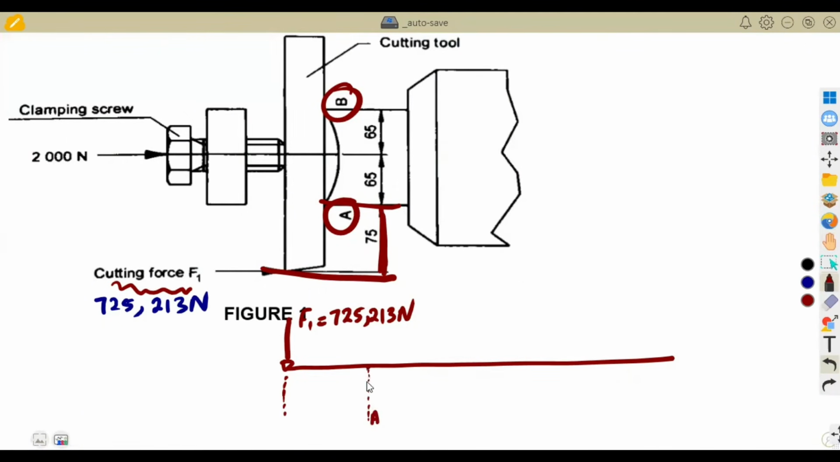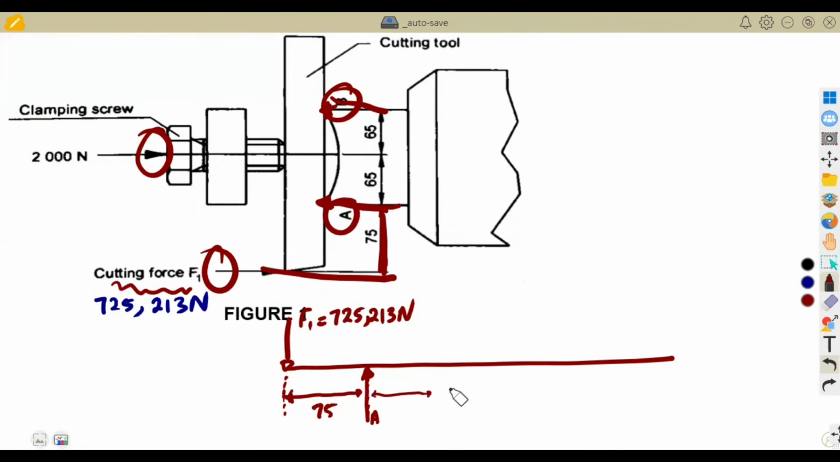This A is actually a support. It's going up. A and B are supporting up like this. A and B, these are the supports. The two forces that we have are the point loads. In between this, there is a distance of 75. Then between A and B, there is 65. So take note here, we are going to move a certain distance.